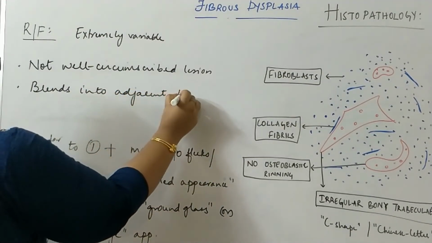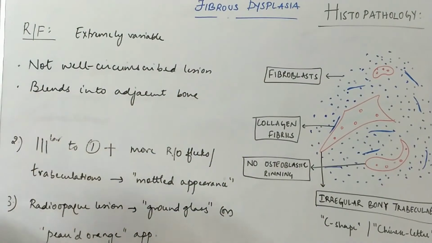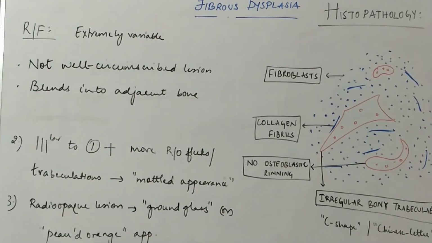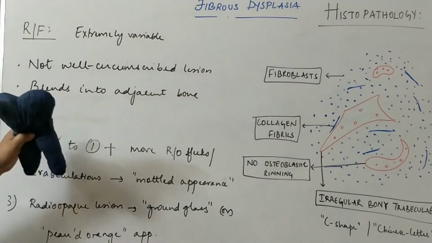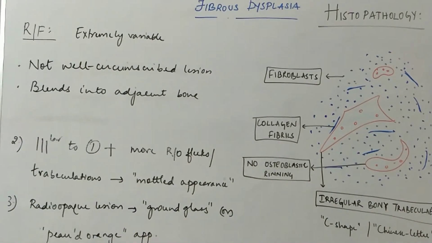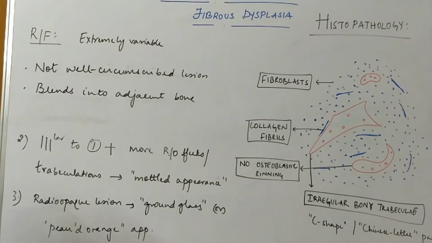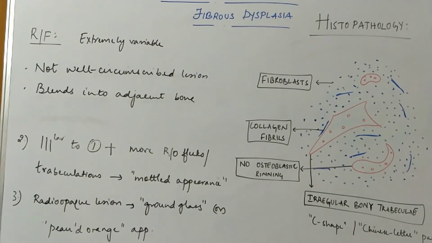Now why am I stressing on this particular point? Because this will help you in differentiating fibrous dysplasia from a very similar lesion, that is ossifying fibroma. Ossifying fibroma is a well circumscribed lesion and it is well encapsulated, whereas fibrous dysplasia is not. So that is another point to remember.